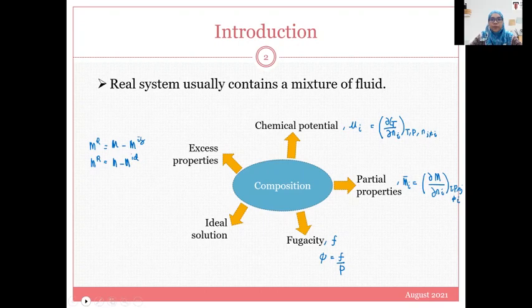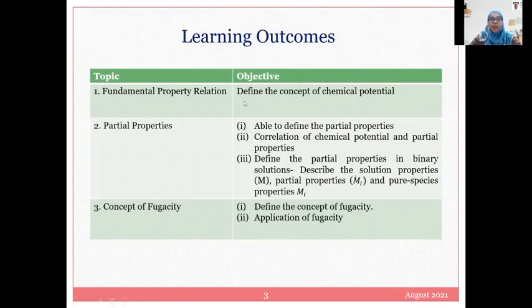Okay, moving to the learning outcomes. In this part, we will cover only three main topics. For the first topic, which is the fundamental property relation, you should be able to define the concept of chemical potential based on the fundamental property relation. In this topic, we will focus more on the Gibbs energy, V dP, and S dT.